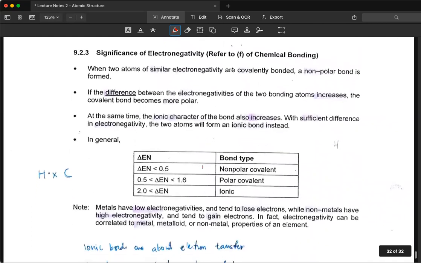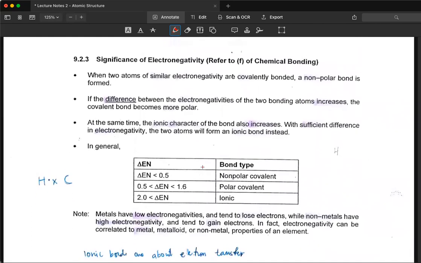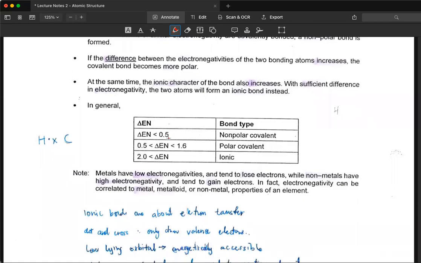Now, last page. When 2 atoms of similar electronegativity are covalently bonded, you form a non-polar bond. We shall elaborate more on chemical bonding in the next chapter. If the difference between the electronegativity of 2 bonding atoms increases, the covalent bond will become more polar. At the same time, the ionic character of the bond also increases. So with sufficient difference, it will be an ionic bond. In general, if the difference in electronegativity between the 2 bonding atoms is less than 0.5, we classify it as non-polar. Between 0.5 to 1.6 is polar covalent. More than 2, confirm ionic.